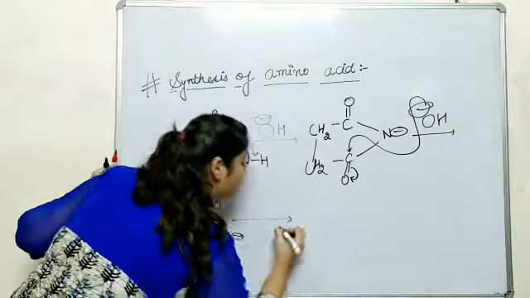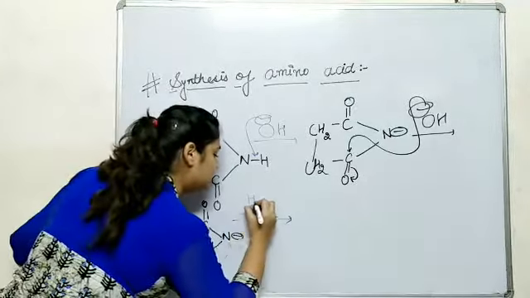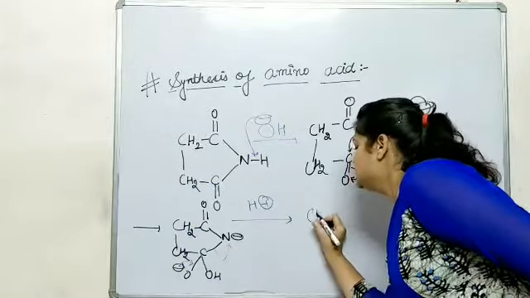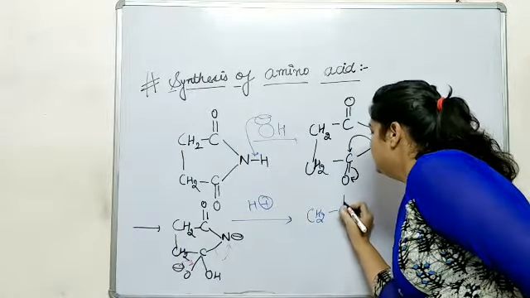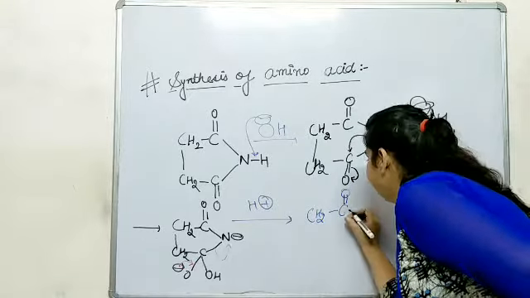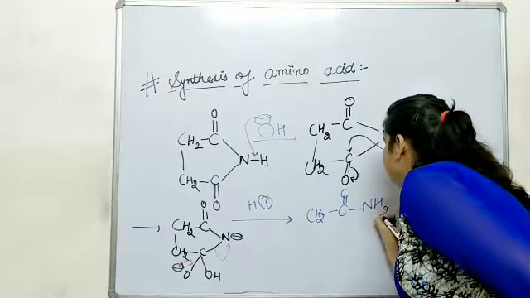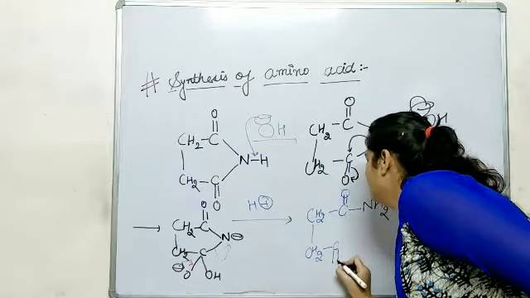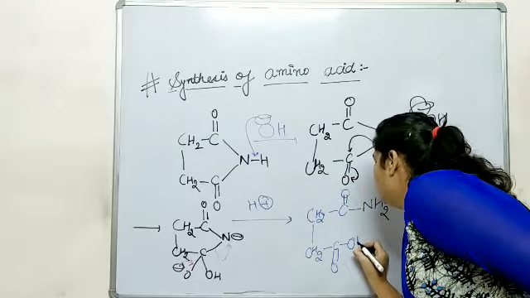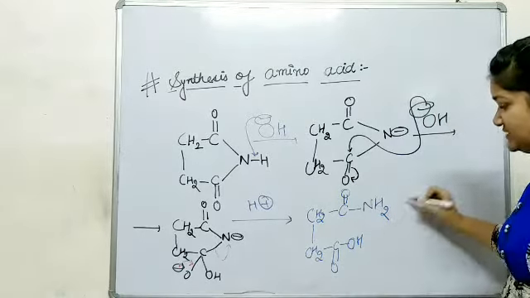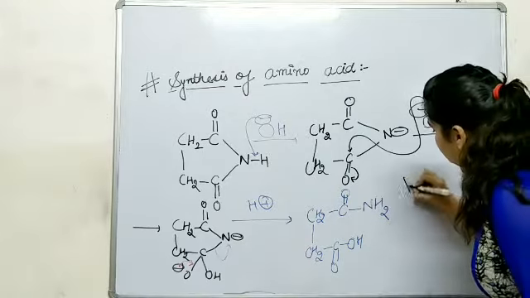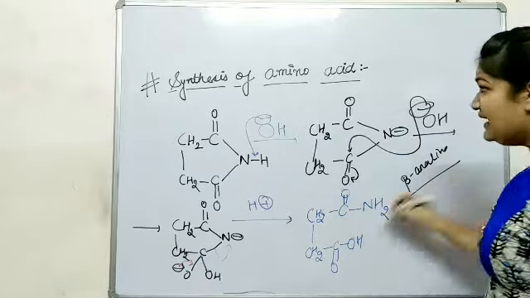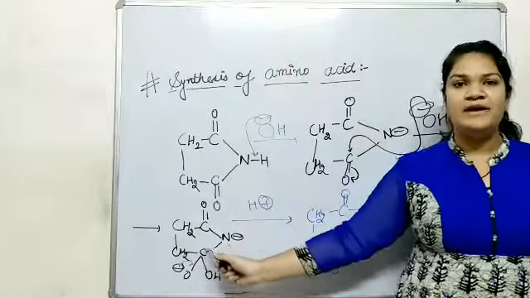Now here when we provide acidic conditions for this, we get CH2, C double bond O, and H2, CH2, C double bond O, OH, and this is our amino acid, that is beta alanine. And this is the whole mechanism of the Hofmann rearrangement.